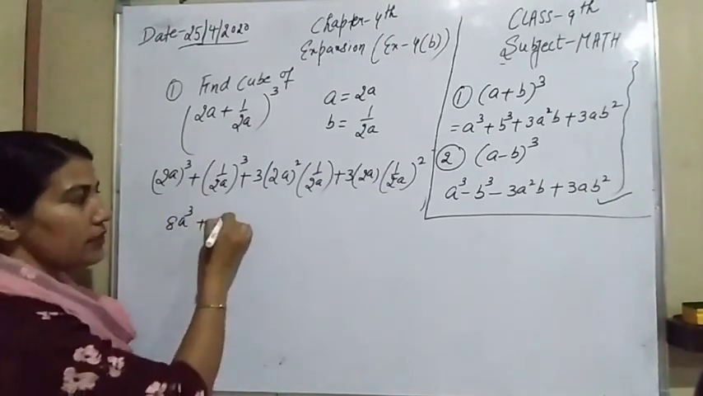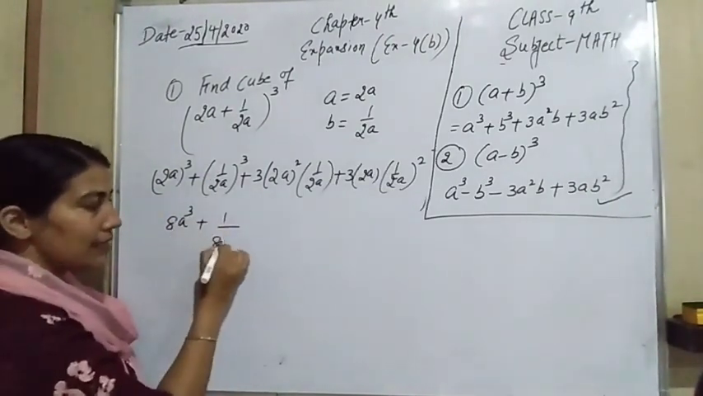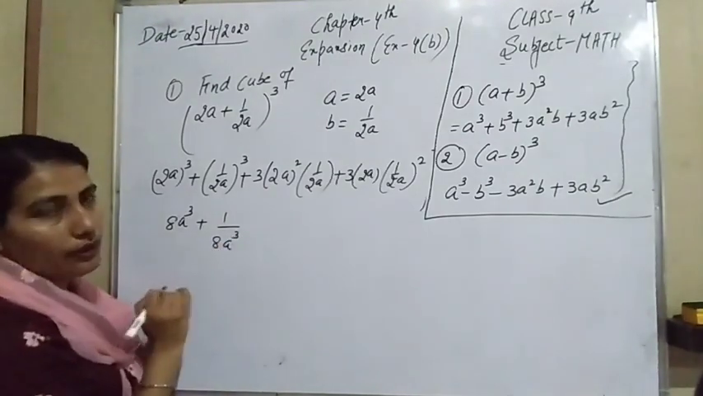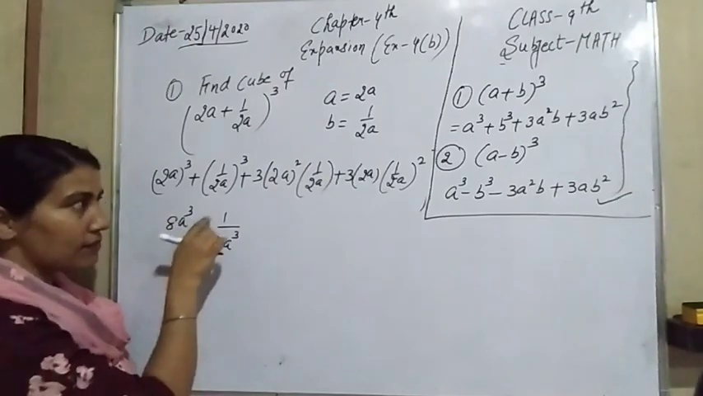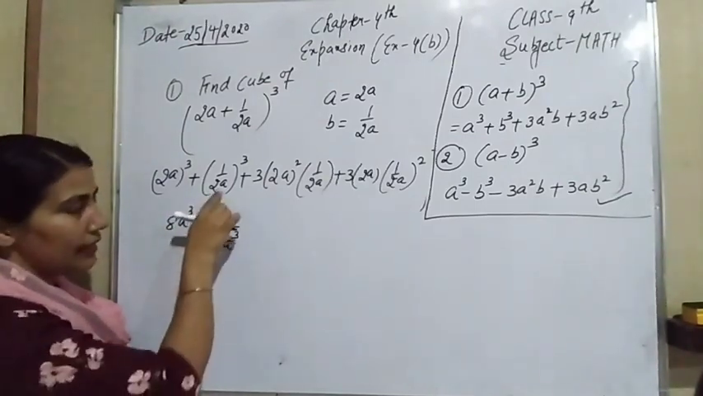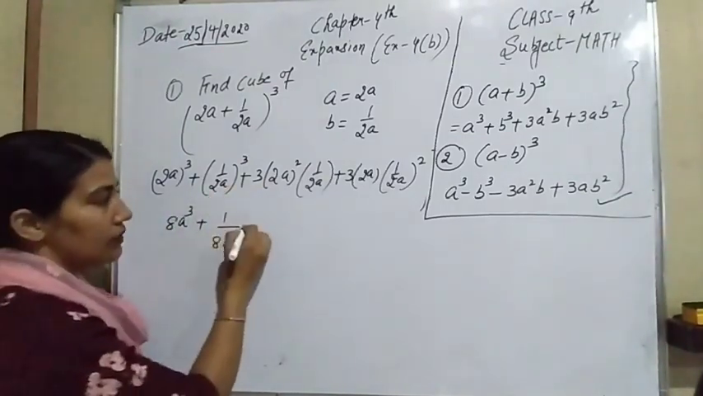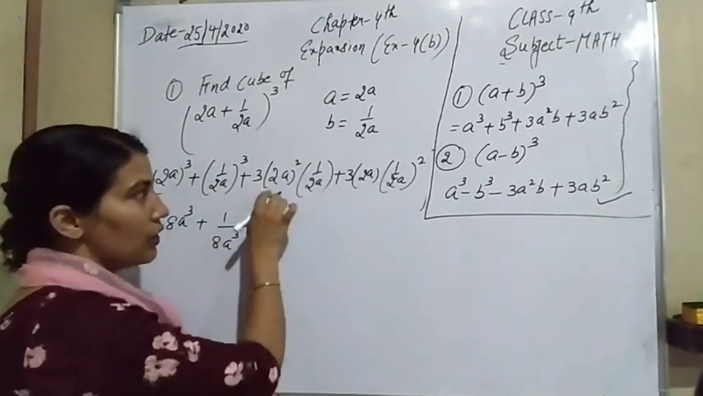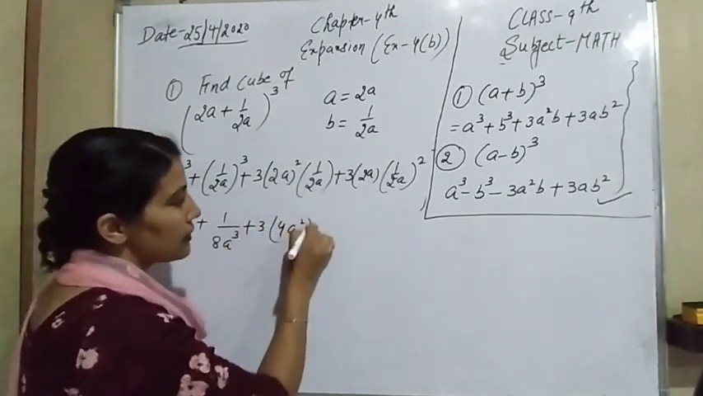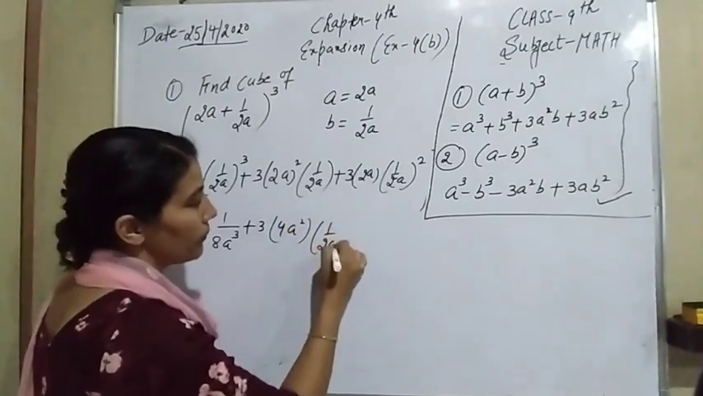Now here, 1 cube is 1, 2 cube is 8, and a cube is a cube. Clear? 1 cube is 1, 1 multiply 1 multiply 1 that is 1, and 2 cube is 8, and a cube is a cube. After that, 3 as it is. First solve the powers, it is easy. 2 square is 4, a square as it is, then 1 over 2a.